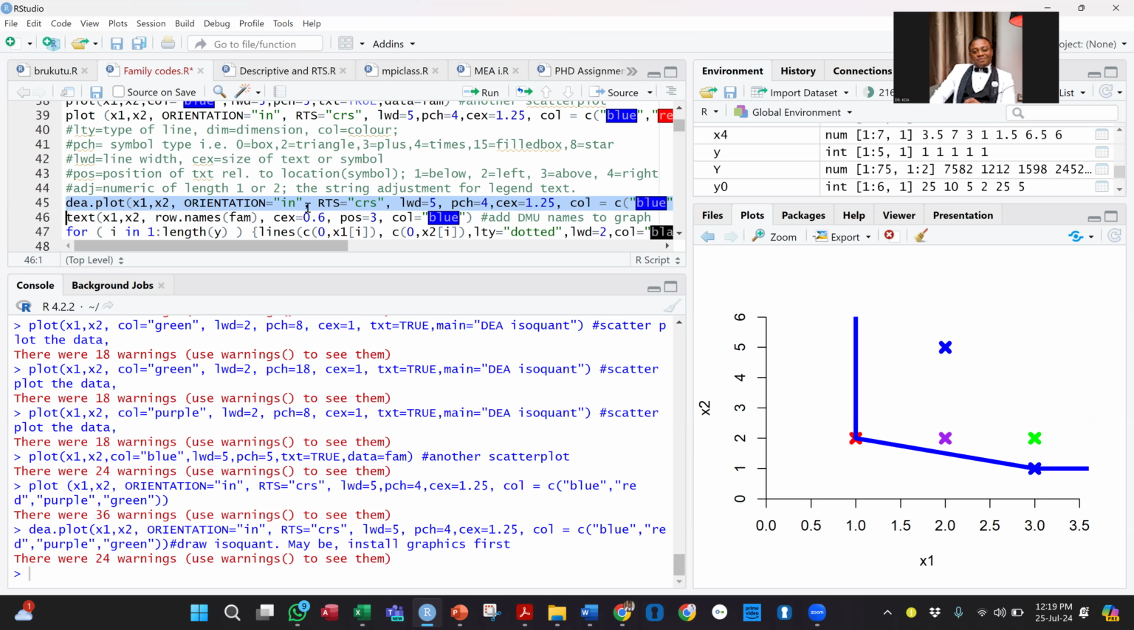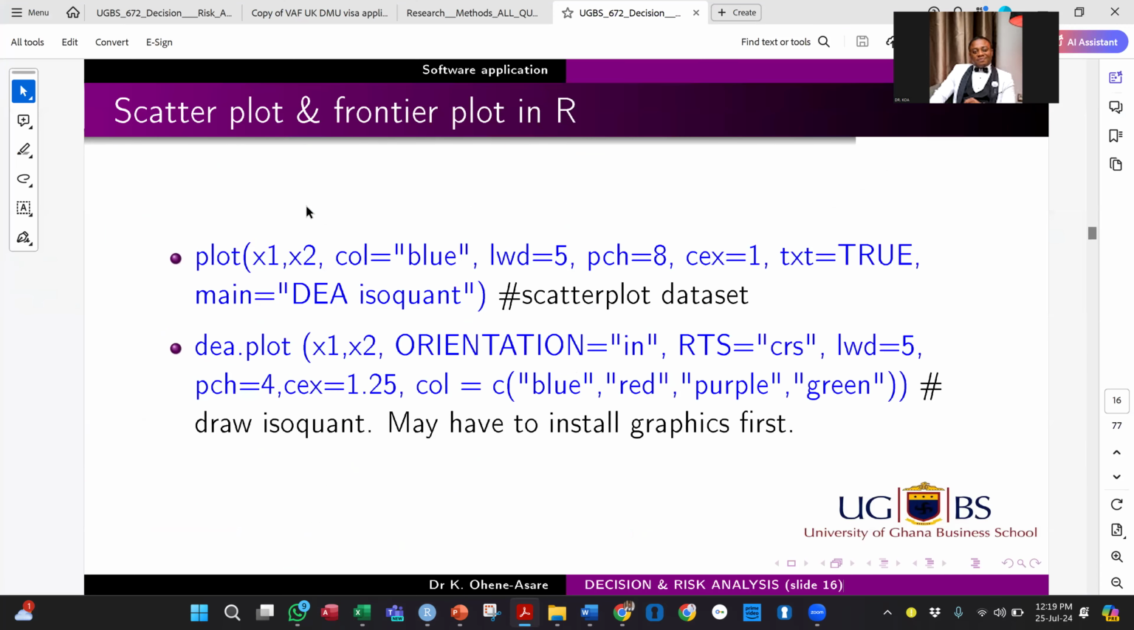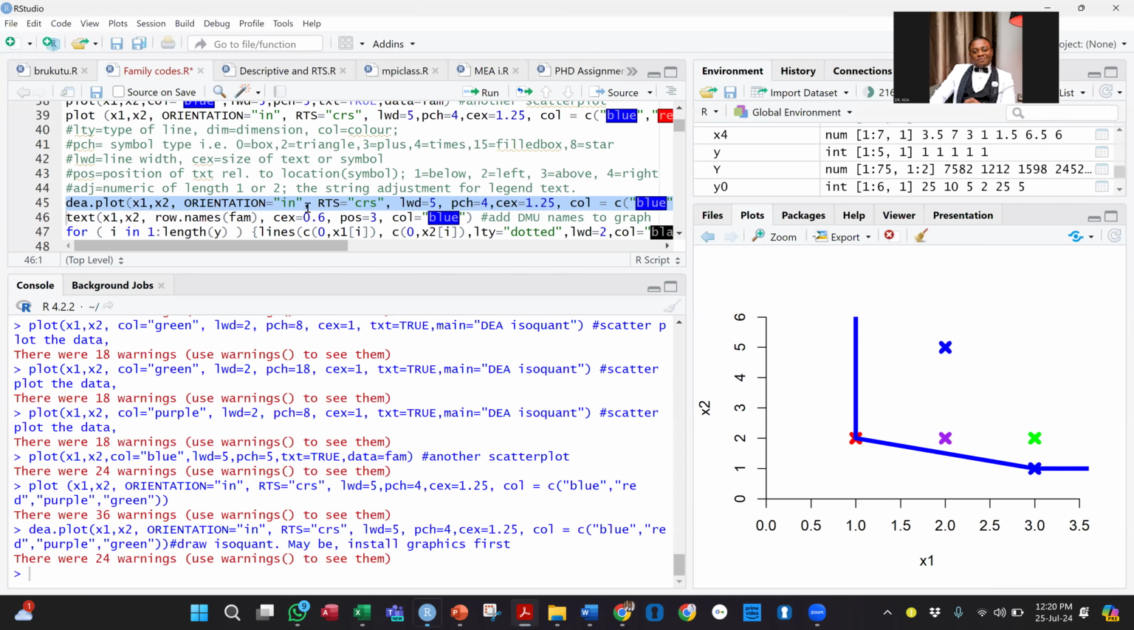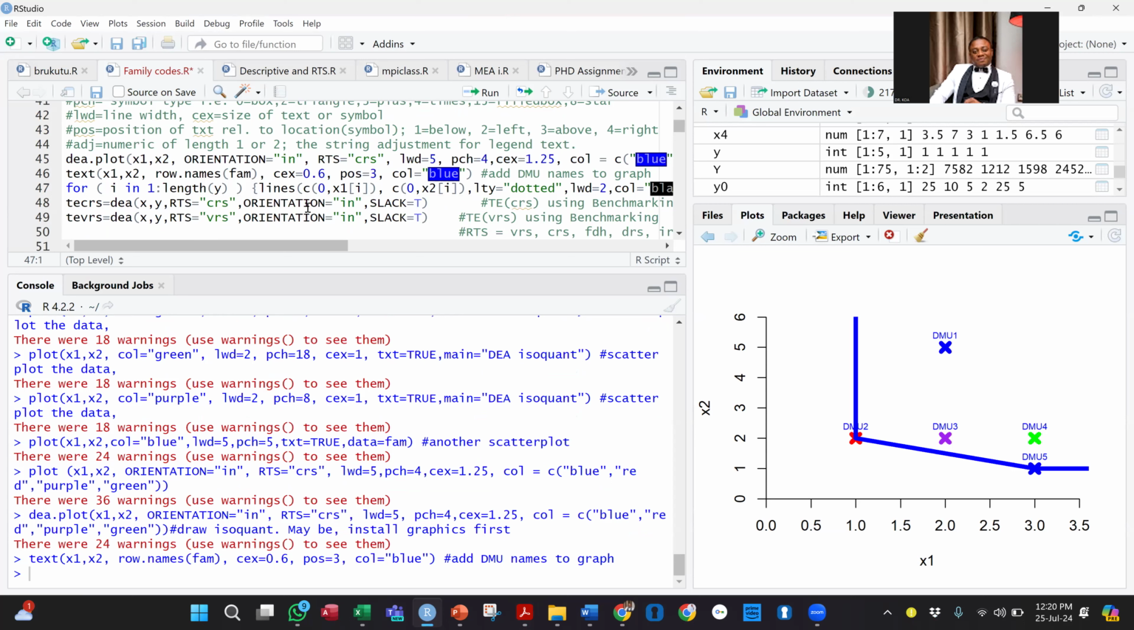Now let's add a text. If you want to add a text, this is a command you add to it. So we are going to look at each DMU and insert the text. I'm going to do the text here. There you go. You can see that the text is on top or above each of the symbols. If it is small, I can make it big. The position is that.